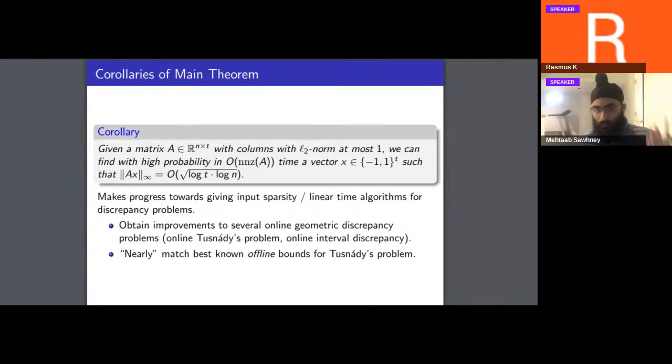Furthermore, for the various online geometric discrepancy problems that were mentioned by Bansal, Jiang, Singla, and Sinha, you can just use their reductions and our result, and you immediately get improvements for these problems. And finally, because these are oblivious algorithms, you can even apply them to the offline setting, and you can match, up to small logarithmic factors, even the best known bounds for geometric discrepancy problems like Komlós's problem.